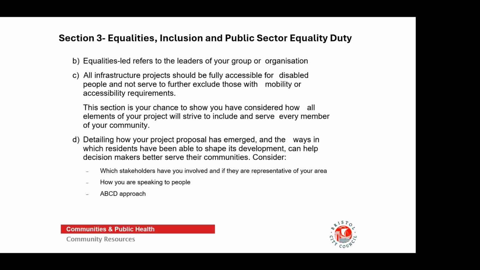So getting into each part of Section 3, it begins by establishing if your organisation is equalities led, which you will have been asked at stage 1 as well, and that just refers to the leaders of your organisation. The next point is about accessibility, and that is in there because all infrastructure projects, which CIL projects are, should be fully accessible for disabled people and not serve in any way to further exclude those with mobility or accessibility requirements.